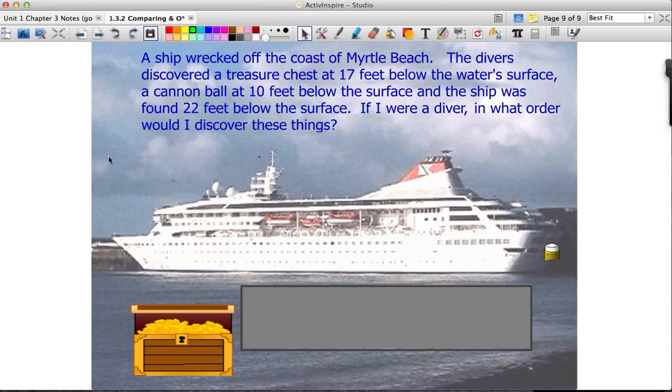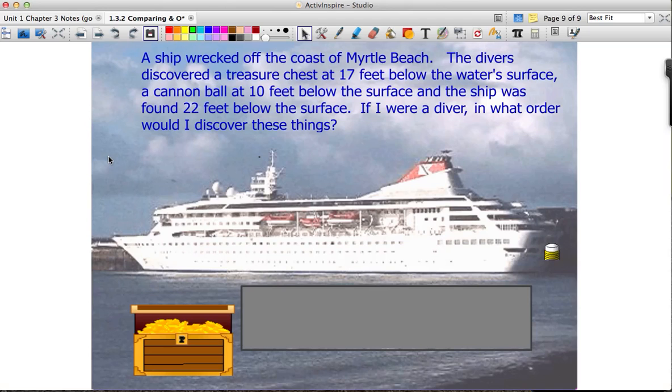All right, so on Edmodo you have your quiz, and this problem is going to be on there along with a few other ones. A ship wrecked off the coast of Myrtle Beach. The divers discovered a treasure chest at 17 feet below the water's surface, a cannonball at 10 feet below the surface, and the ship was found 22 feet below the surface. If I were a diver, in what order would I discover these things?